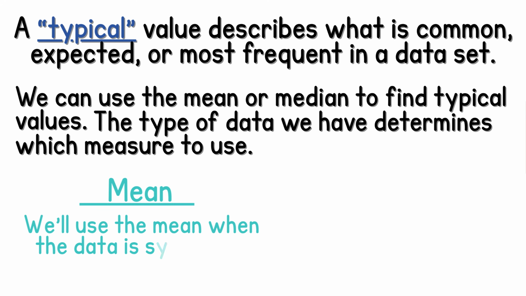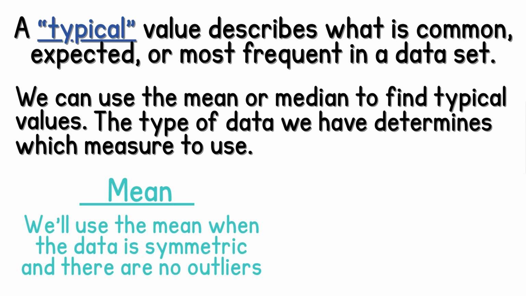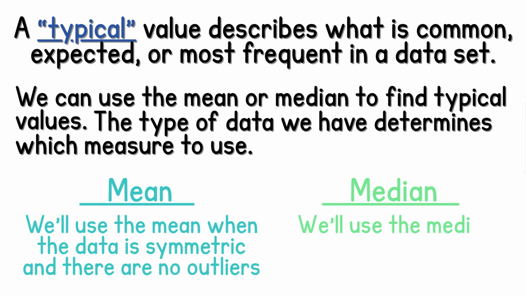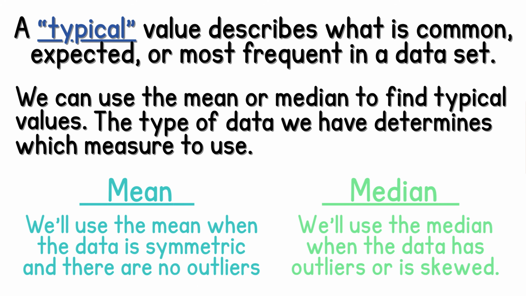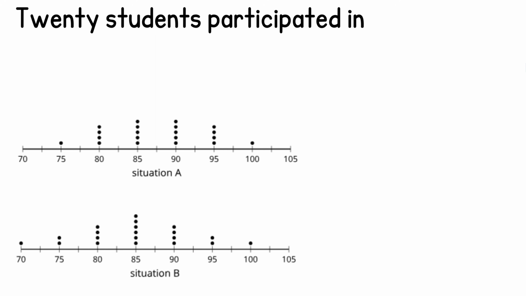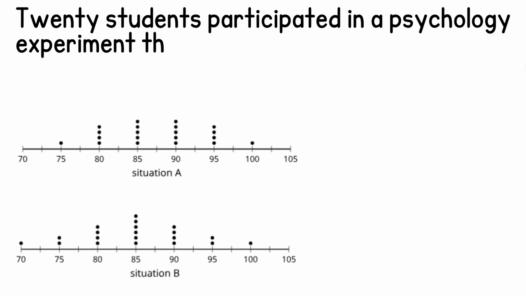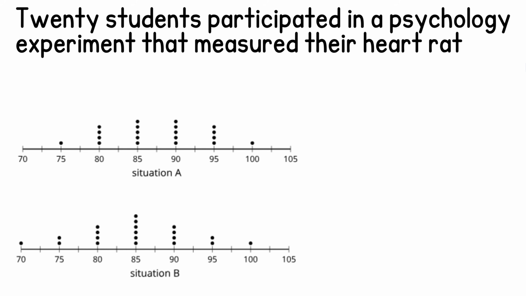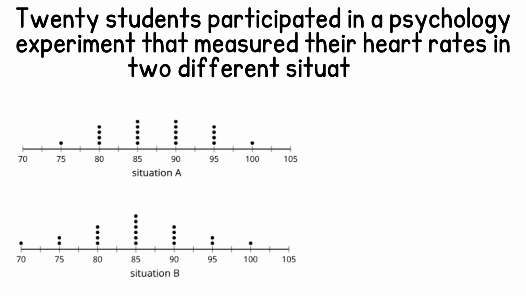The type of data we have will determine which measure we'll use. We'll use the mean when the data is symmetric and there are no outliers, and we'll use the median when the data does have outliers or if it's skewed. 20 students participated in a psychology experiment that measured their heart rates in two different situations. So the plots show us situation A and situation B.